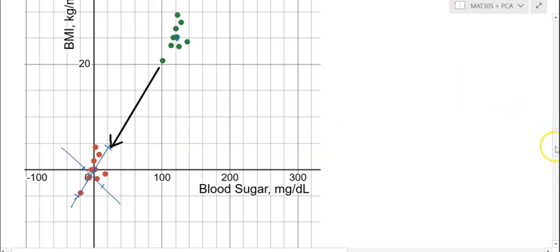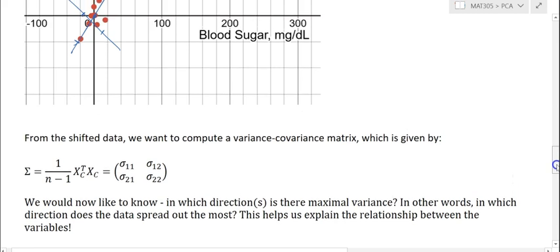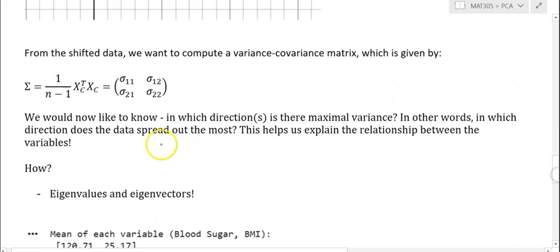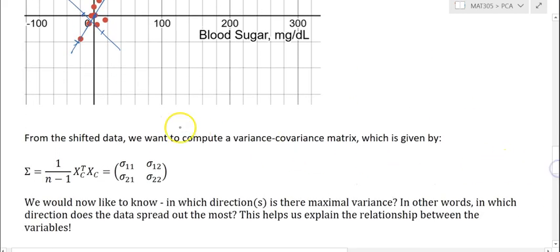And so my question that I want to answer is, well, let me skip down here. We would like to know in which direction is there maximal variance. In other words, in which direction does the data spread out the most? Now, this will help us explain the relationship between the variables. So the first thing is we need to determine the spread of the data. And one way to determine the spread of the data is the variance and the covariance.